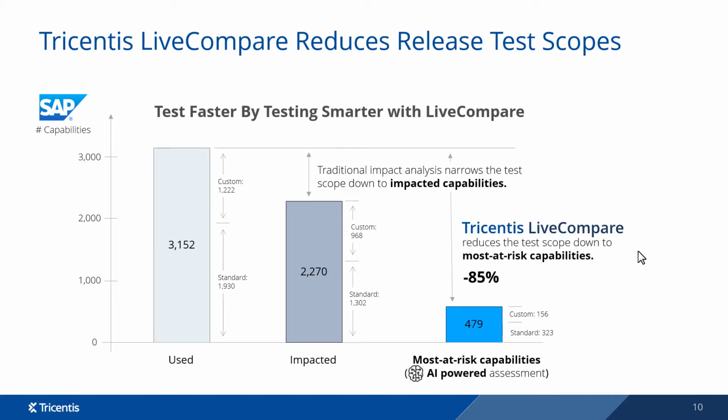And that's why LiveCompare identifies most at-risk capabilities. That way we can significantly decrease the amount of what needs to be tested in order to release the change event into production. Now, it's at this point most people ask me, well, what's the difference between impacted executables and most at risk?